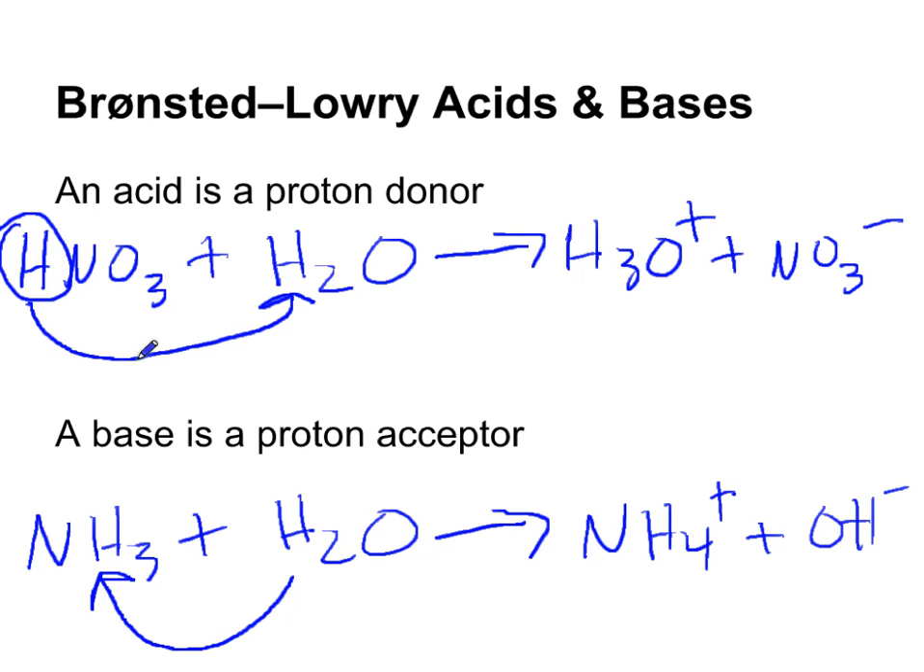If there's anything that can both donate or accept hydrogen ions, that is said to be amphiprotic. Let me spell that for you. Amphiprotic. And that means something that could be a Bronsted-Lowry acid or base. It can donate or accept protons.